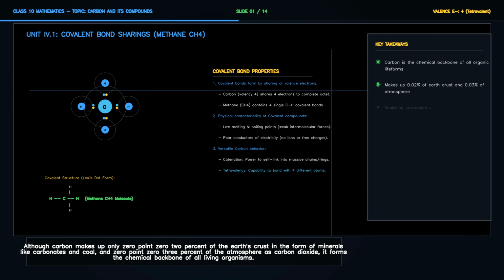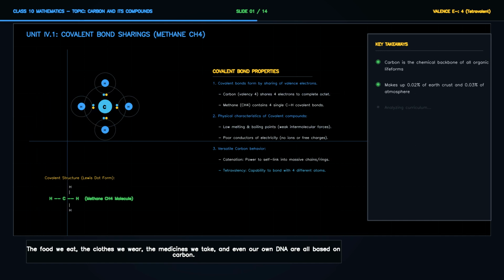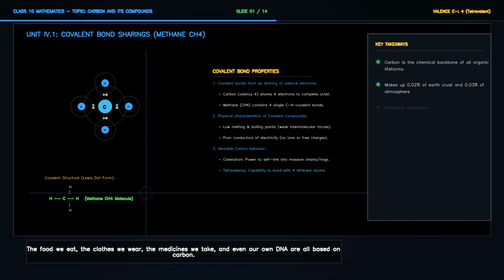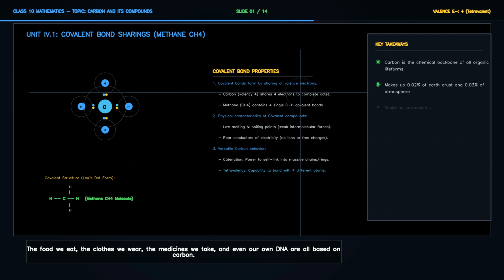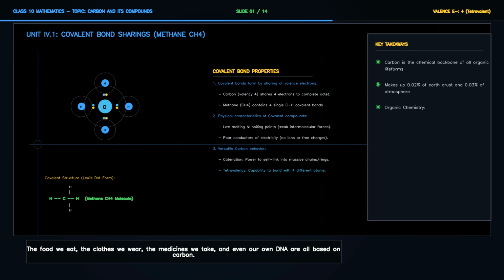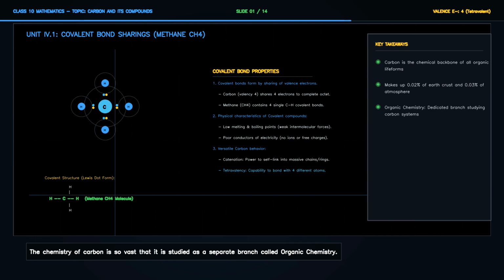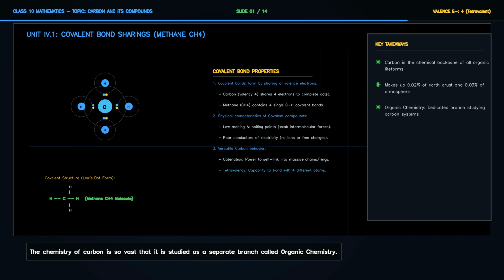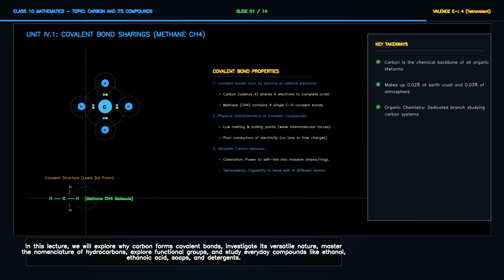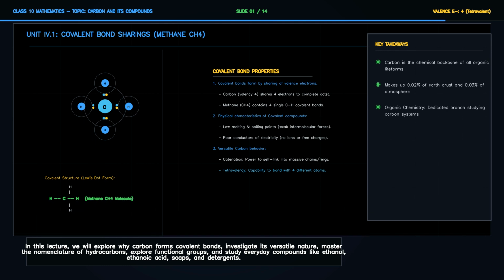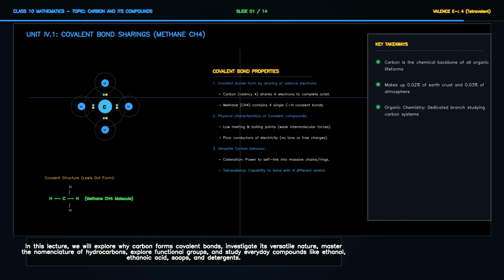The food we eat, the clothes we wear, the medicines we take, and even our own DNA are all based on carbon. The chemistry of carbon is so vast that it is studied as a separate branch called organic chemistry. In this lecture, we will explore why carbon forms covalent bonds, investigate its versatile nature, master the nomenclature of hydrocarbons, explore functional groups, and study everyday compounds like ethanol, ethanoic acid, soaps, and detergents.